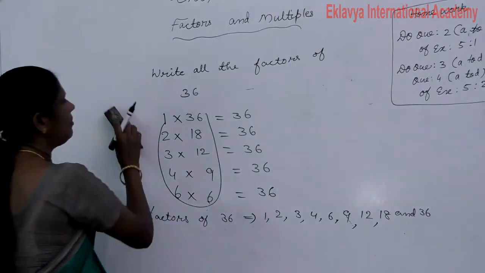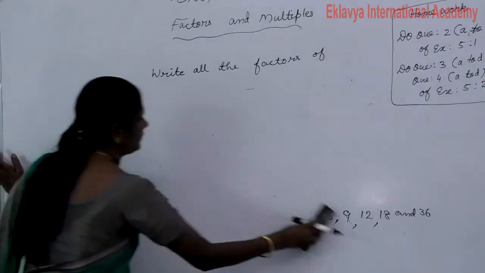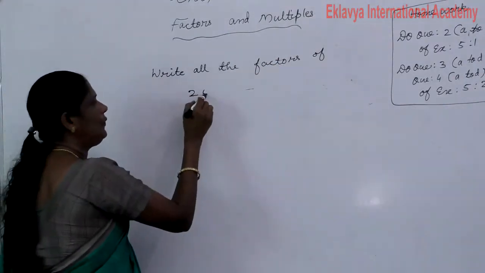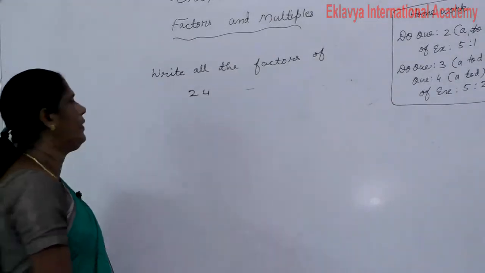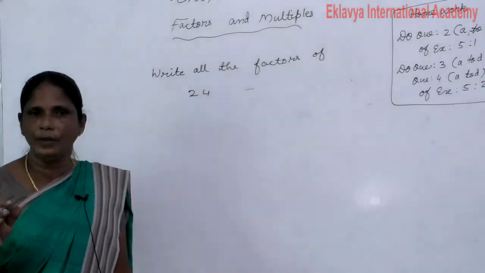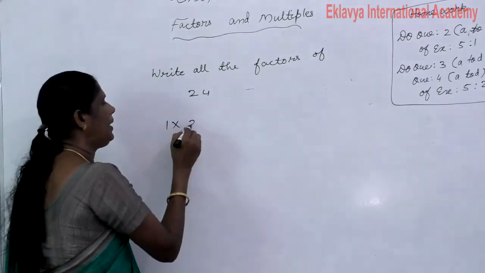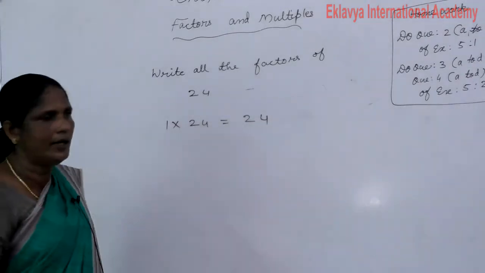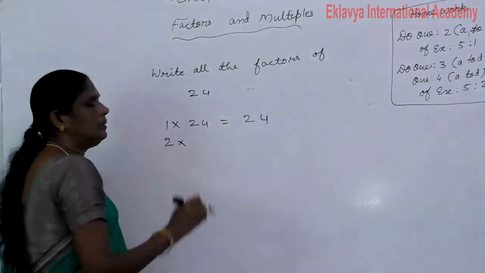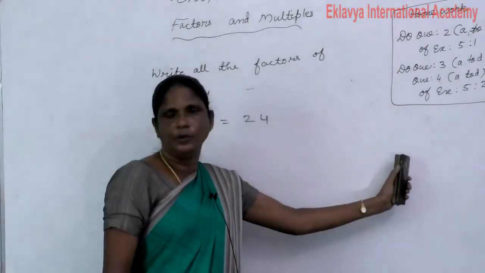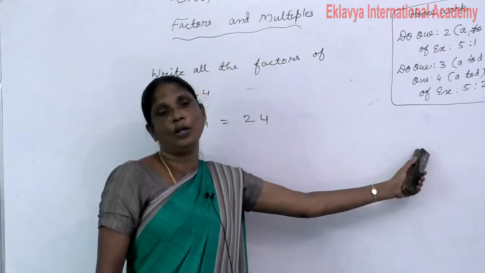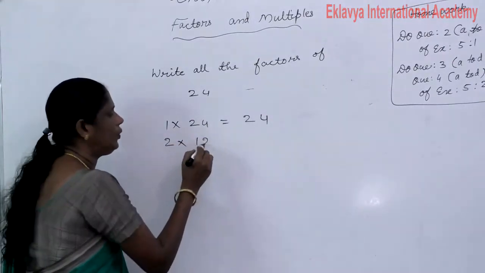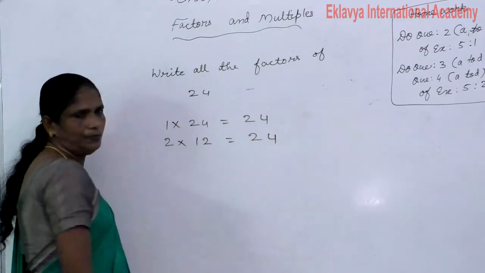Okay. Another example, listen here. Write all the factors of 24. Listen. First, 1 is a factor of every number, then you write 1 multiplied by 24 is equal to 24. First line you write. Then second, 2. You divide 24 divided by 2. There is no remainder. You take the number. Then 2 multiplied by 12 is equal to 24.